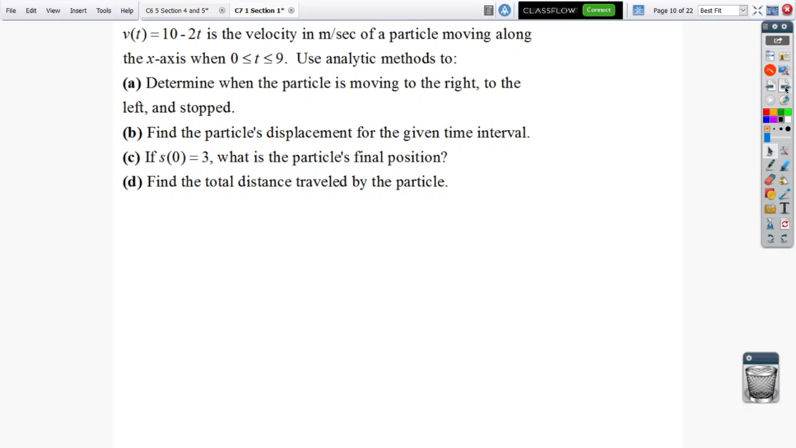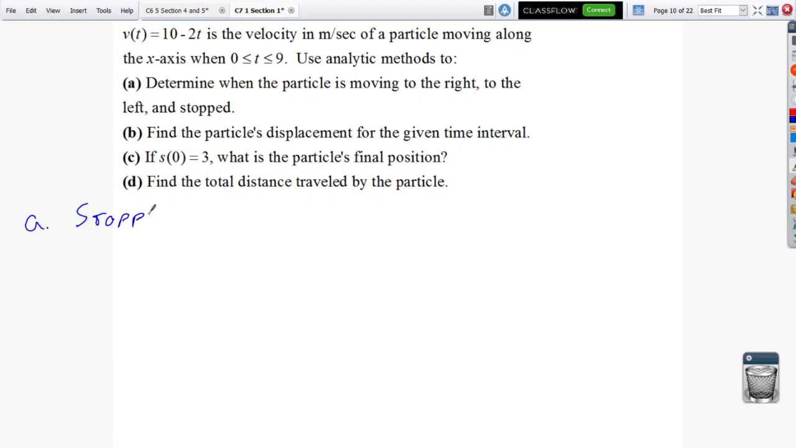So part A is kind of calculus-y, but it's not ultimately that deep of a calculus question, because to determine where the particle is moving to the right, to the left, and stopped, you start by finding the third one. You find out where the particle is stopped. A particle is going to be stopped when it's not moving, and when it's not moving is when v of t is equal to 0.